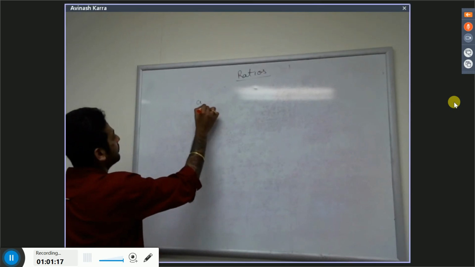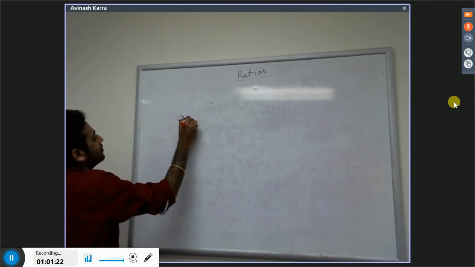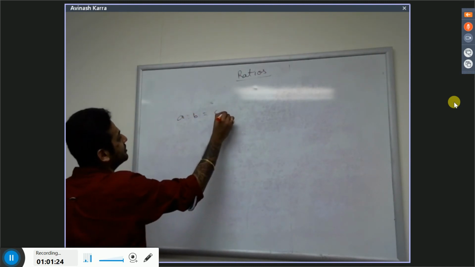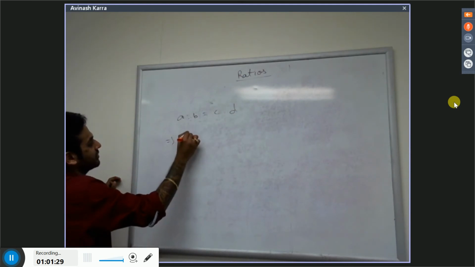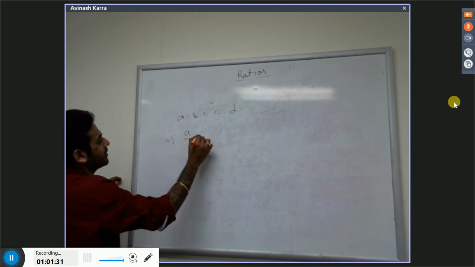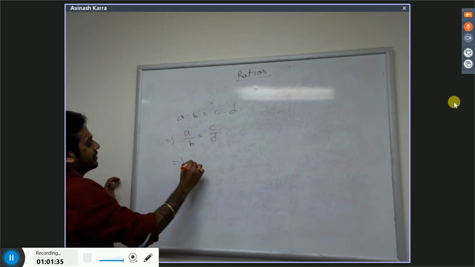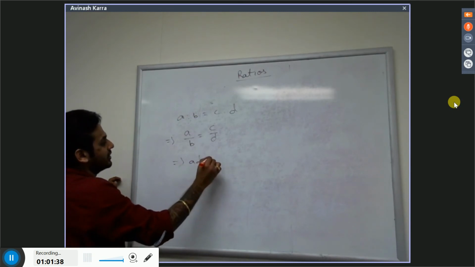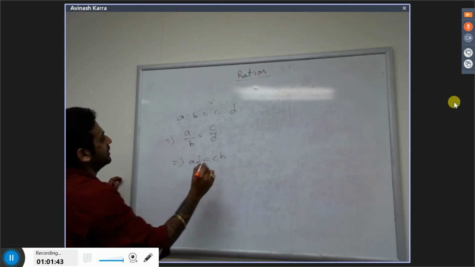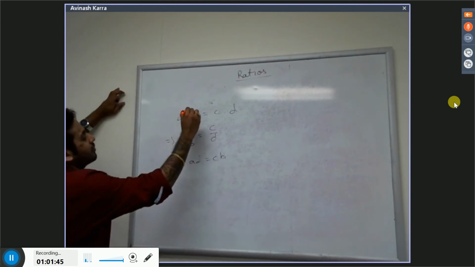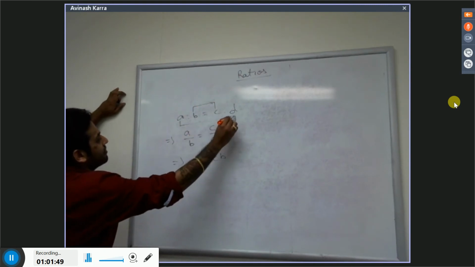See, one small formula. If A is to B is equal to C is to D, I can write A is to B as A by B is equal to C by D. So AD is equal to C into B, which means product of means is equal to product of extremes.